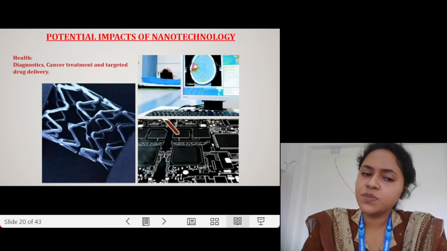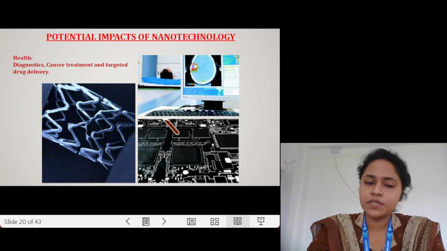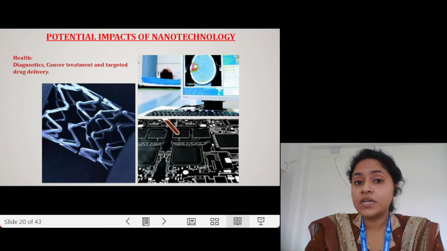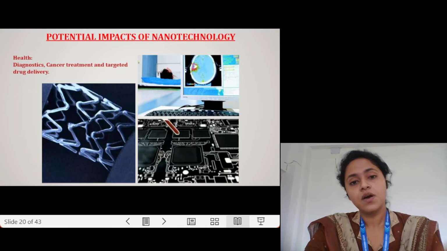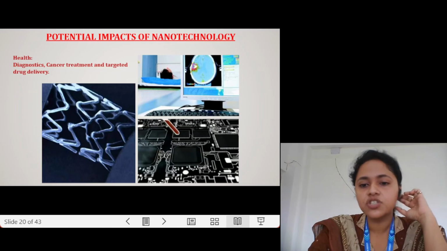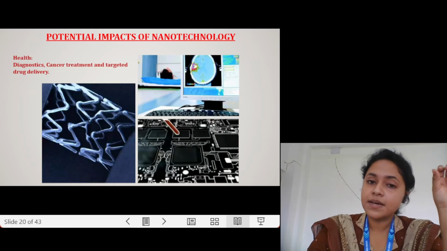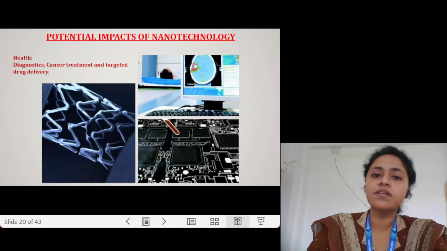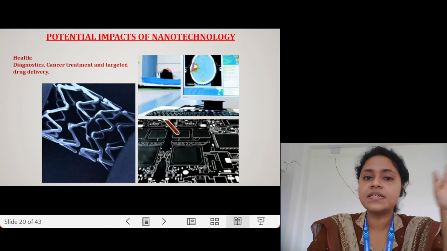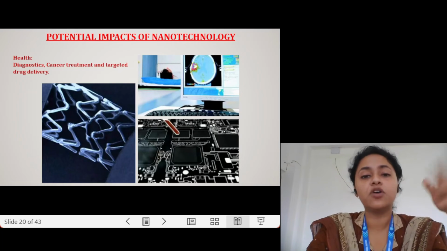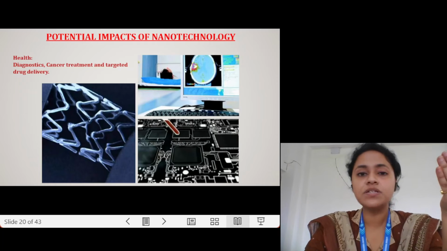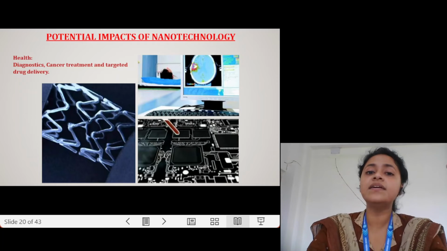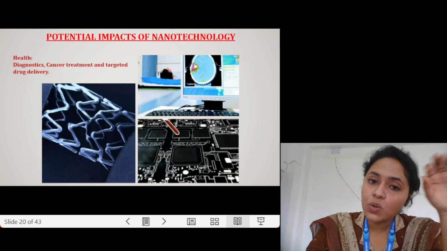There are various potential impacts of nanotechnology in different domains of sciences, as I already mentioned in healthcare, diagnostics, and cancer treatment. Nowadays targeted drug delivery is coming, which means that in cancer patients, with the help of nanotechnology, the drug will target only the cancerous cells and remove or burn them out. It will not harm the good cells nearby. So what will be the implication for the patient's health? The patient will not suffer from any of the side effects that earlier therapies like chemotherapy had. There will be no side effects.